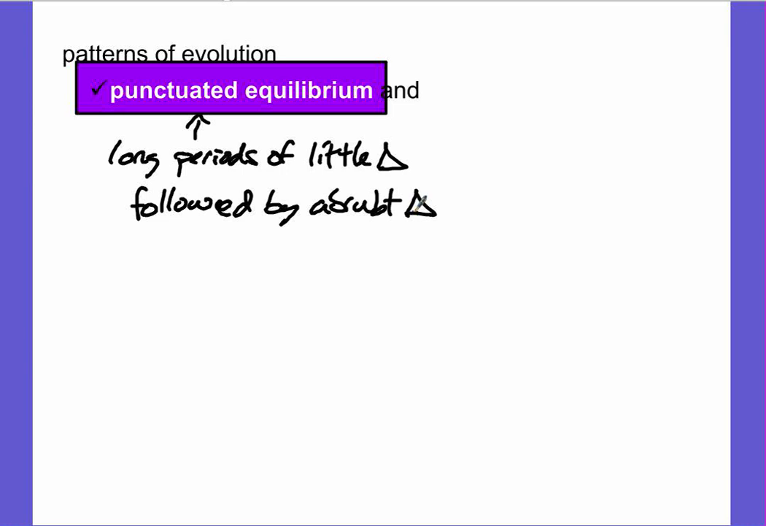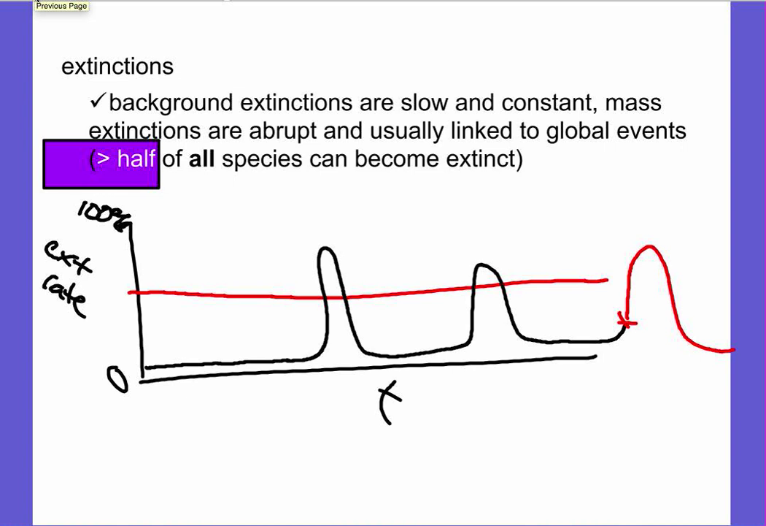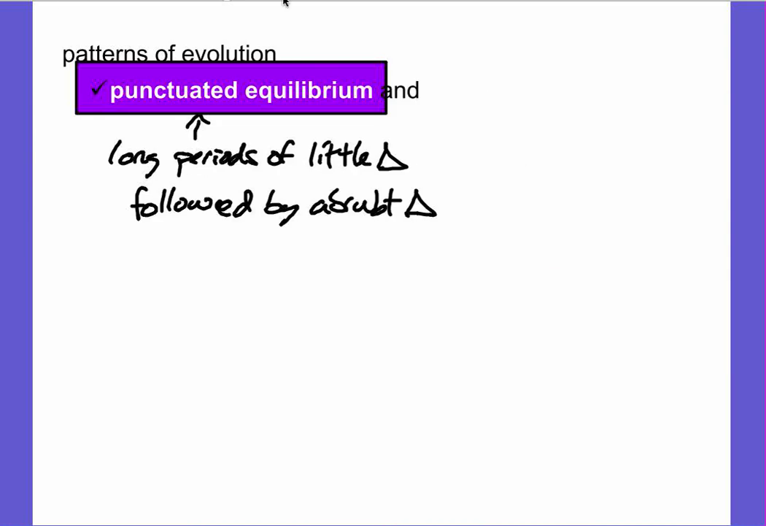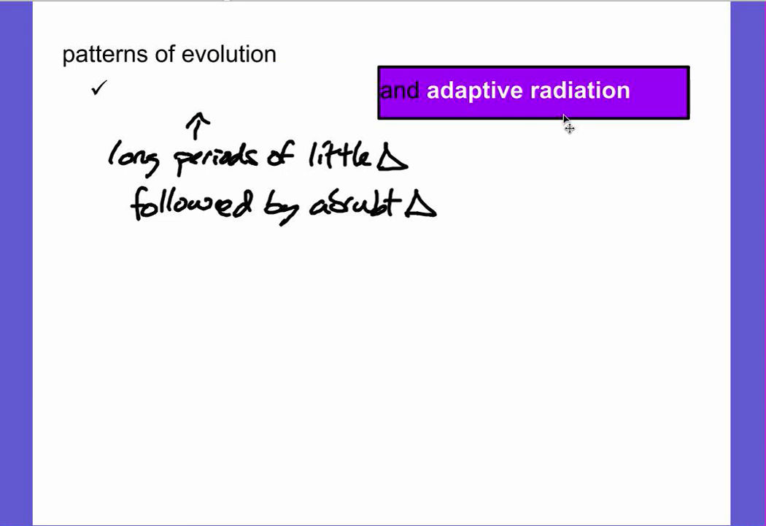So you have these long periods of little to no change followed by abrupt change, which looks kind of like this. Little to no change, lots of change, right? Little to no change, lots of change. So we have that punctuated equilibrium. And then we have adaptive radiation. During this abrupt change, and immediately following that abrupt change, usually there's adaptive radiation. Once all the dinosaurs died out, they left behind resources, niches, right, habitat for mammals to take over.